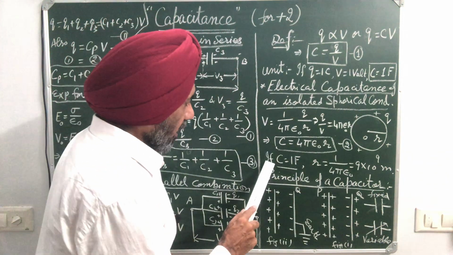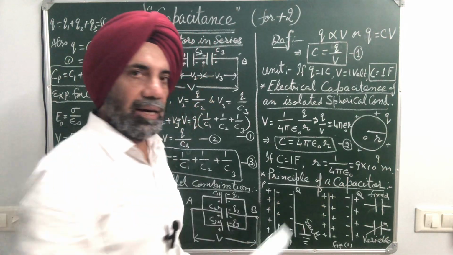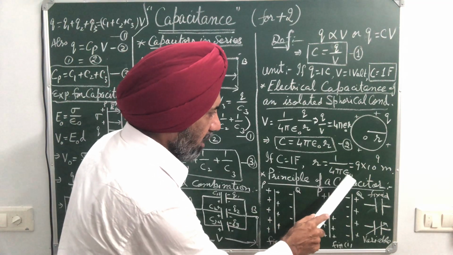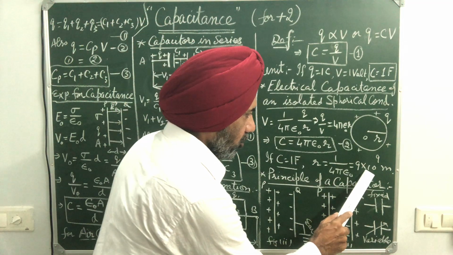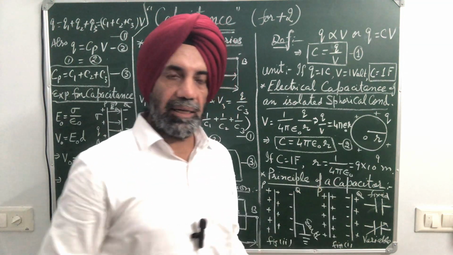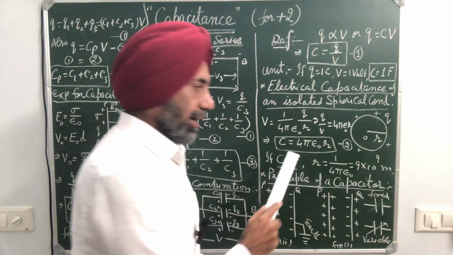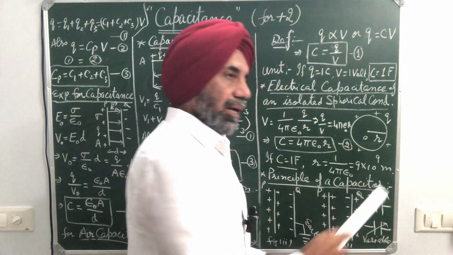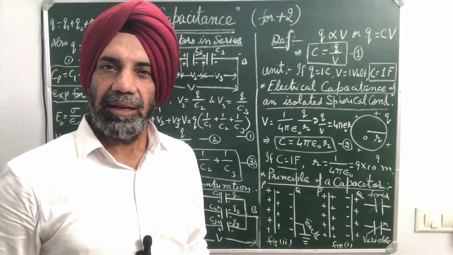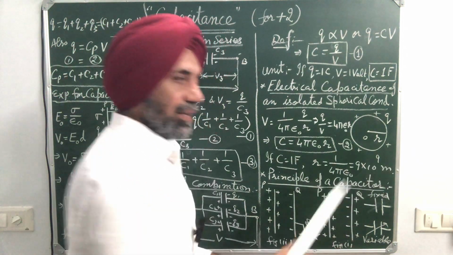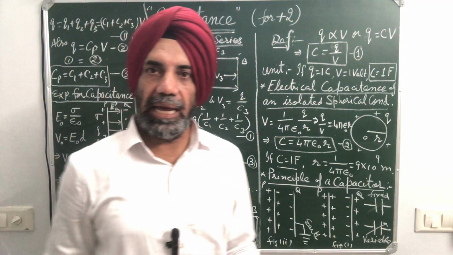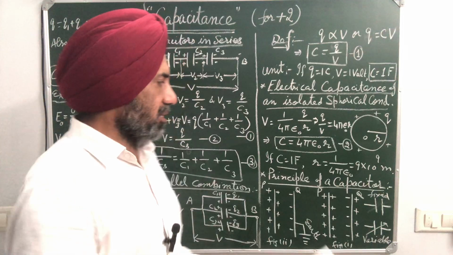It means if we have to produce an isolated spherical conductor having capacitance 1 farad, then r should be equal to 1 over 4 pi epsilon naught, which is 9 into 10 raised to 9 meter. It means for an isolated conductor of capacitance 1 farad, the radius of the conductor should be 9 into 10 raised to 9 meter, which is very large. It is about 1500 times the radius of Earth. It means we cannot construct an isolated spherical conductor having capacitance 1 farad.